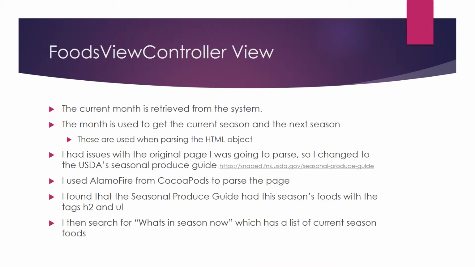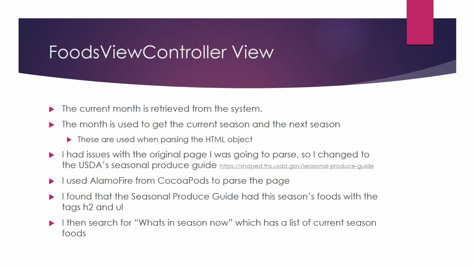So in the Foods view controller, the current month is retrieved from the operating system itself. From the month, we then calculate what the current season is and the next season is. So in the case of April, the current season is spring and the next season is summer. And these are used when we parse the HTML object.